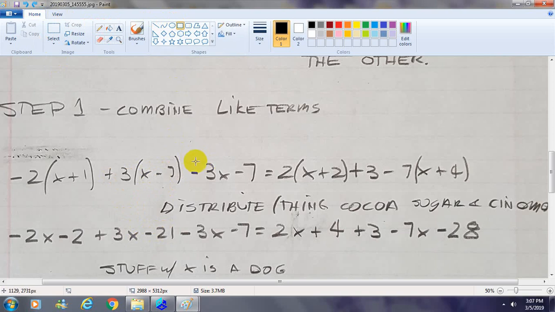Minus 3x minus 7. Look, there are no parentheses. Nothing to do.